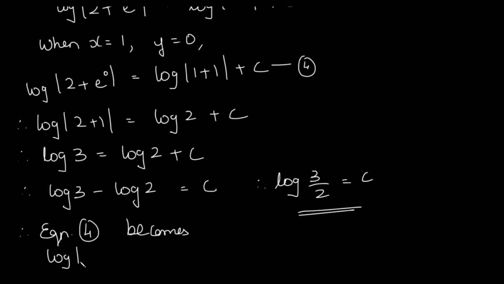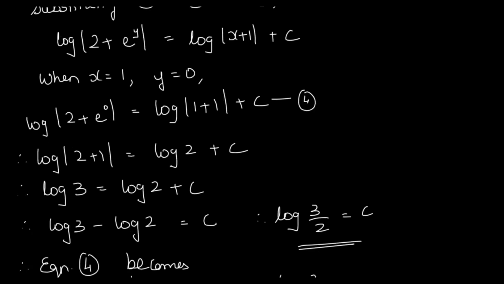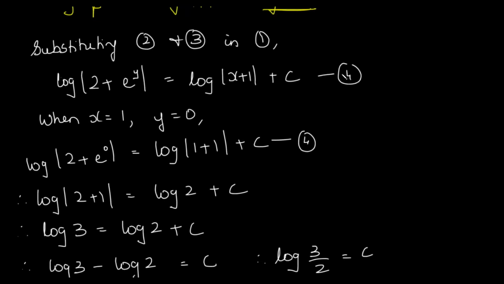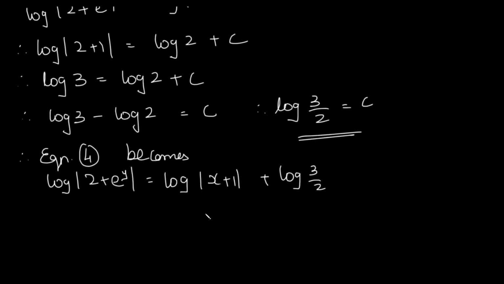log of 2 plus e raised to y in this case. Okay, so equation 4 is the above equation. Anyway, you can write this as e raised to y over here. So log 2 plus e raised to y is equal to log of x plus 1 plus c. And instead of plus c, you're going to write plus log 3 by 2. Okay, so actually the fourth equation was this one and not this one. So remember that anyway. So we have substituted it over here.